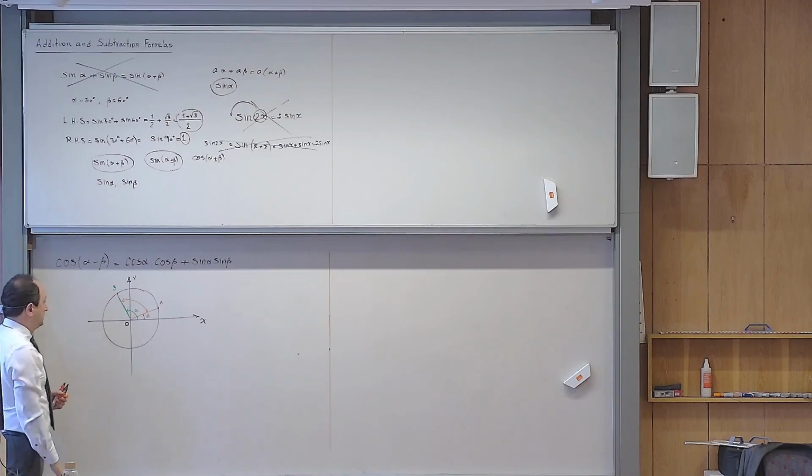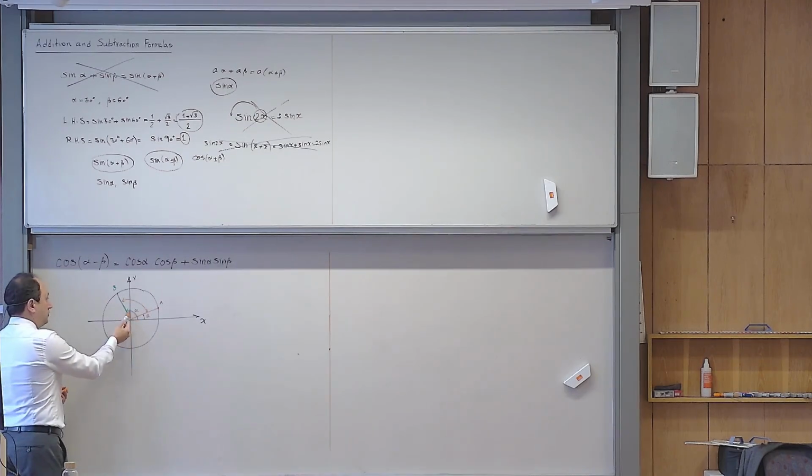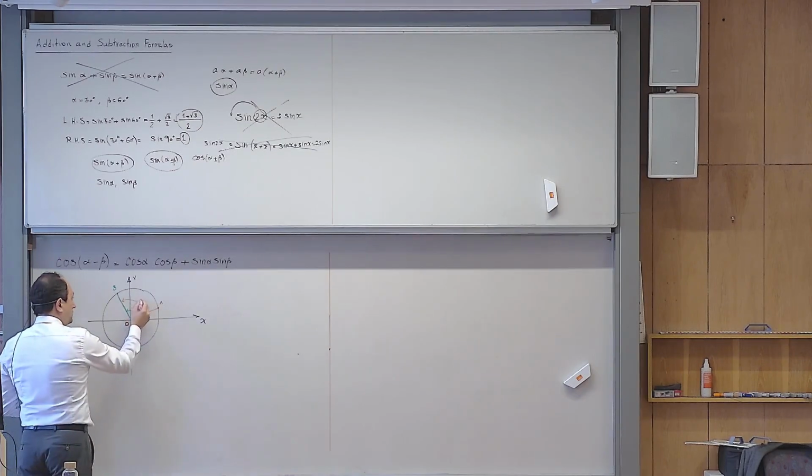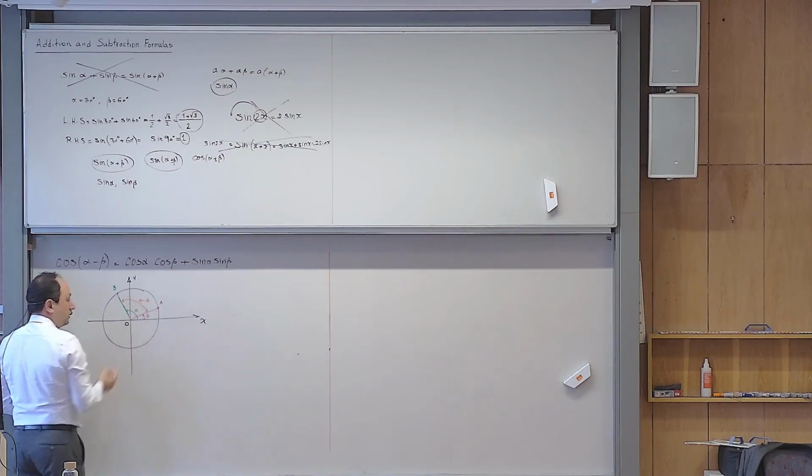What is this angle? Alpha minus beta, yes? Because from here to here is alpha. From here to here is beta. If I ask you what is this orange angle, the difference between them, yes? So this angle is just alpha minus beta, yes?